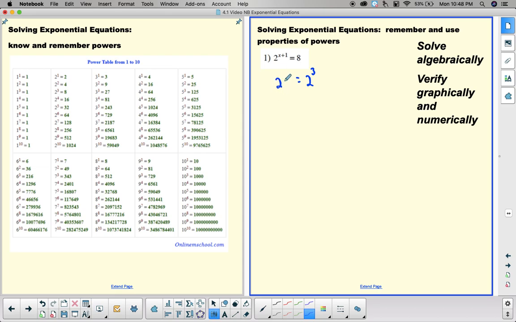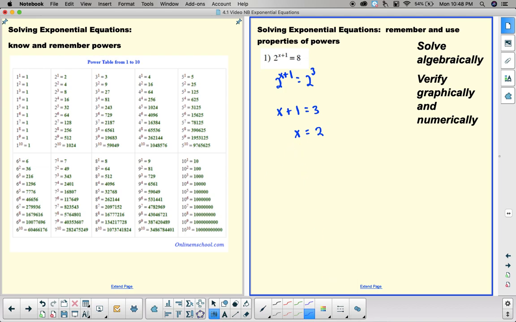So now I have 2 to the x plus 1, I'm just rewriting the right-hand side, is equal to 2 cubed. Now the bases are the same, I can set the exponents equal to each other. x plus 1 is equal to 3. And now I have a nice linear equation, so I use my properties of equality to solve it, subtract 1 from each side, and I get x is equal to 2. And that's the solution to the equation.